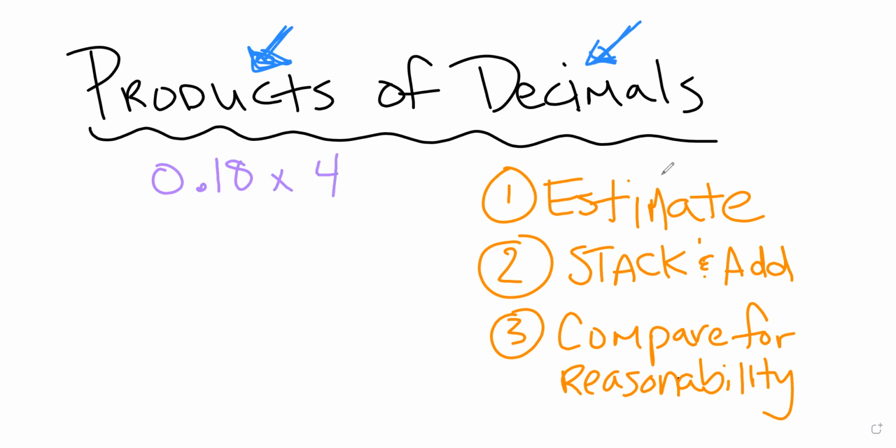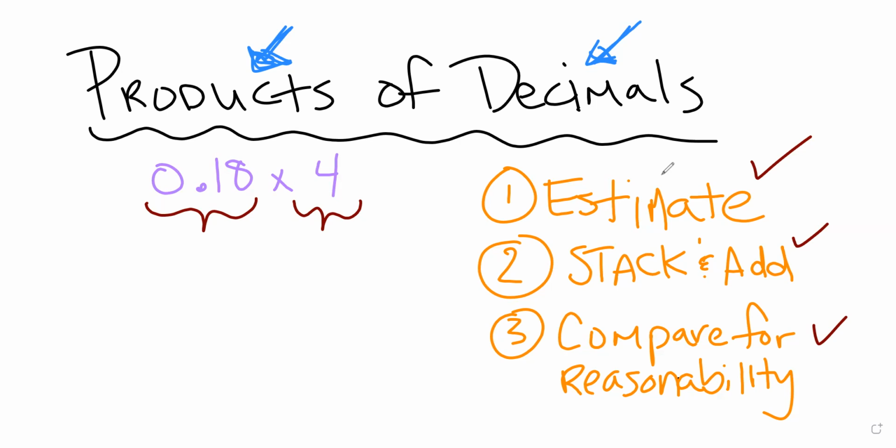We are only going to be multiplying decimals and whole numbers. We're not multiplying decimals times decimals yet, but today we're going to focus on this concept of whole numbers. I love steps, so today we're going to first estimate. We are then going to stack and add, and then we're going to compare for reasonability. That will make more sense as we go, but that is the concept of our lesson today. So let's dive in.